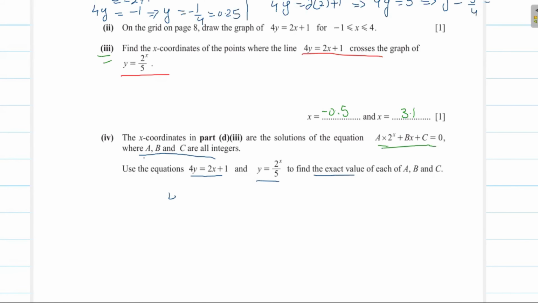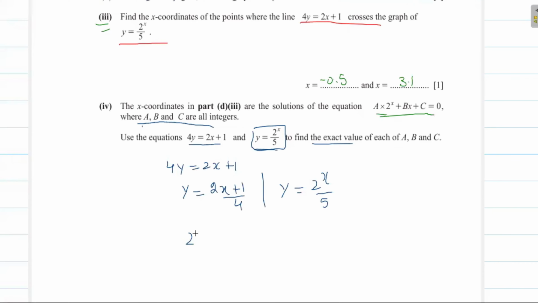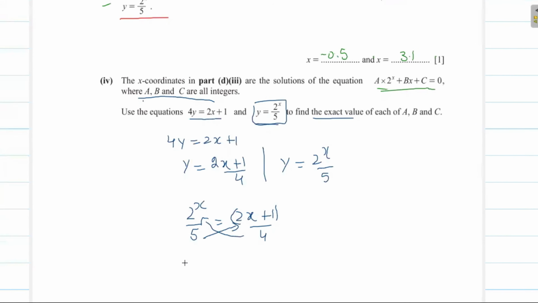Now you see here 4y equal to 2x plus 1, and y equal to 2 power x over 5. We equalize these equations. We get 2 power x over 5 equal to (2x plus 1) over 4. Now we cross multiply: 4 into 2 power x and 5 times (2x plus 1). Now we get 4 into 2 power x equal to 5 times 2 is 10x plus 5. Now we can write it as 4 into 2 power x minus 10x minus 5 equal to 0.